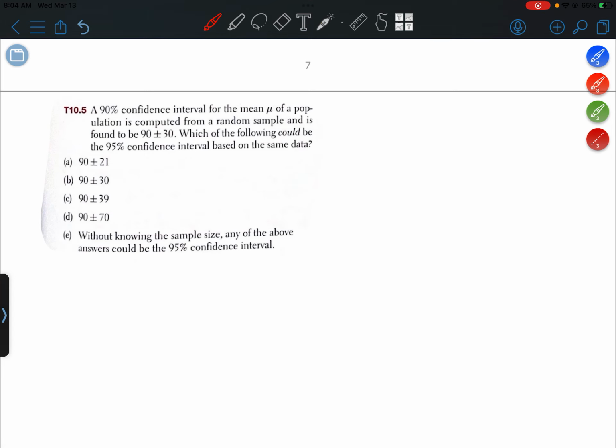T10.5. A 90% confidence interval for the mean mu of a population is computed from a random sample and is found to be 90 plus or minus 30. Which of the following could be the 95% confidence interval based on the same data? All right, so 90 plus or minus 30. Okay, so I know that 90 is the point estimate and 30 is the margin of error. Okay, and this is for 90% confidence. And then the question is, what could be the interval for 95% confidence?